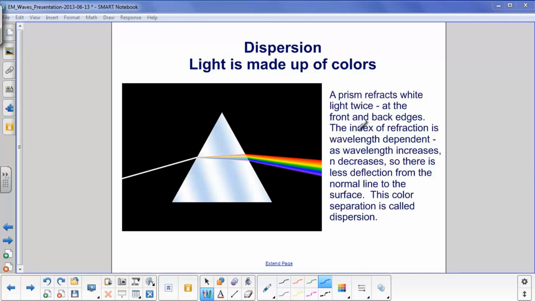Now, why did the colors come out here? Well, the index of refraction is wavelength dependent. So, for different wavelengths, for example, as the wavelengths increase, n will decrease. So there's less deflection from the normal line to the surface. This color separation is called dispersion. So if white light was just white light, you would just see a pattern like this. It would hit the prism, it would refract once, then it would refract again. But what's happening is light is made up of different wavelengths or different colors. Each piece will have a different refracted angle, and this gives us this beautiful looking separation of colors on the other side of the prism.